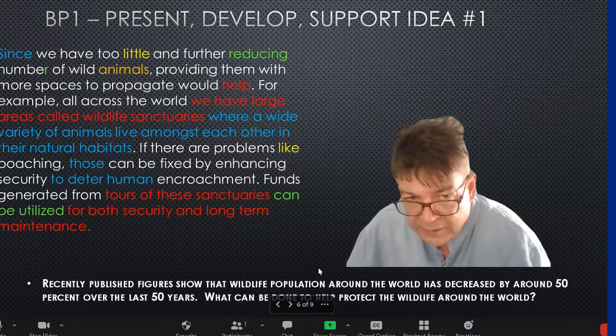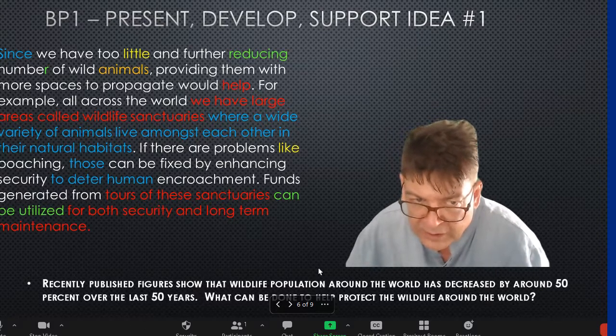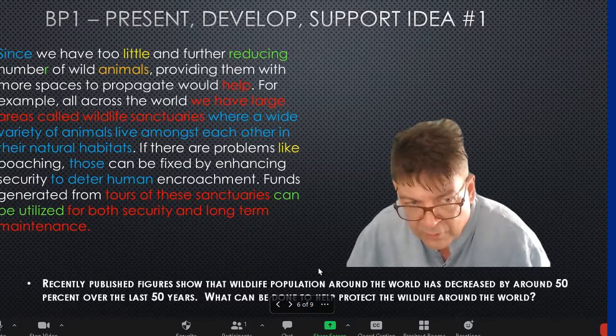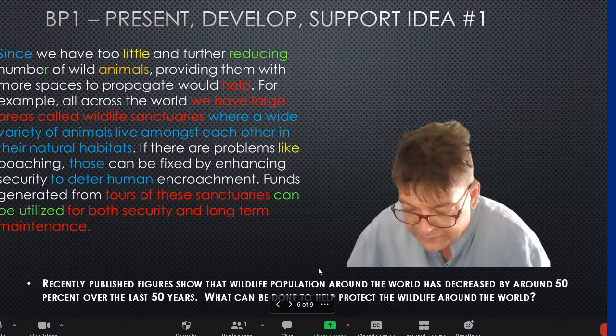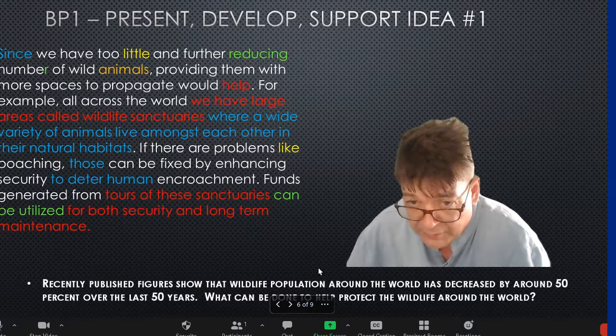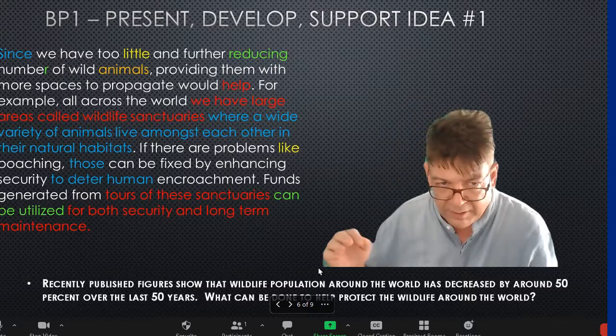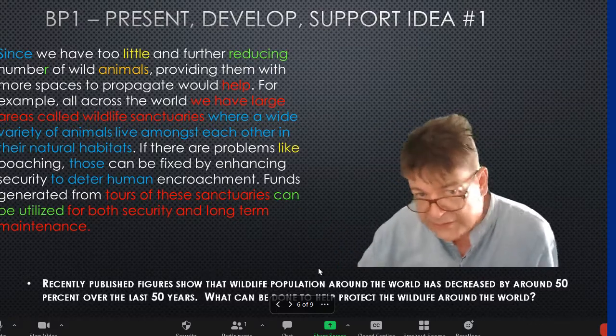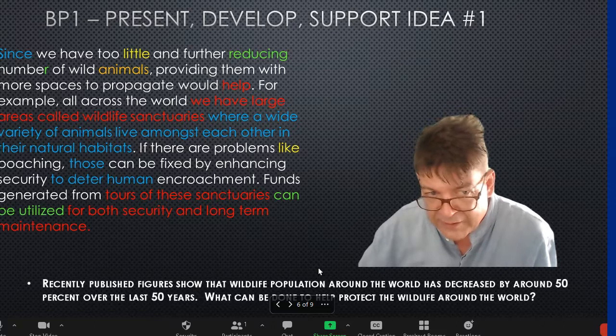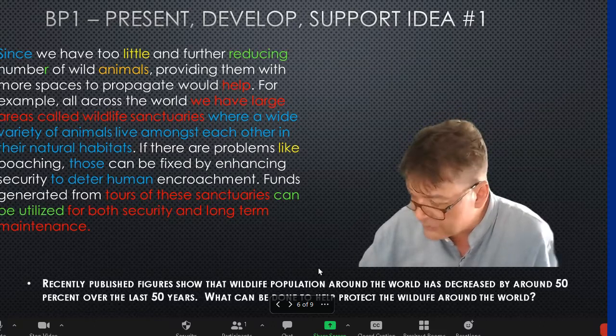Good. Comma there. We, don't use we. It's not us and we. We have large areas called wildlife sanctuaries. Why, yes we do. Everyone knows that. See, here, where a wide variety of animals live amongst each other in peace and harmony. No, okay, live amongst each other in their natural habitats.